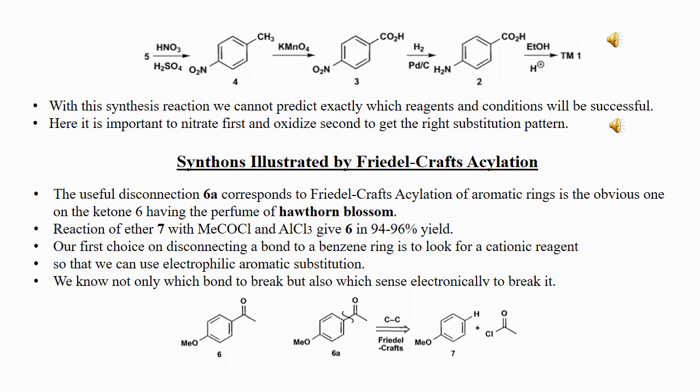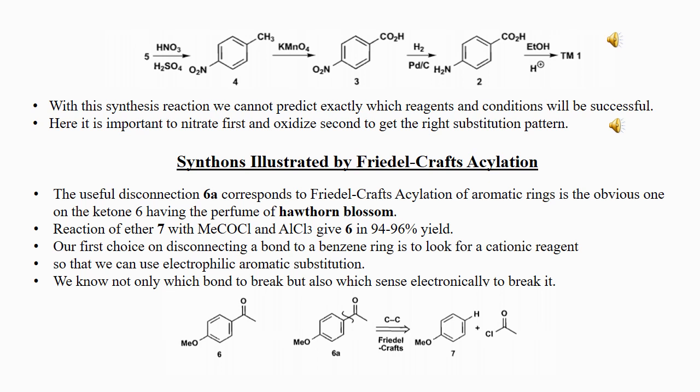disconnecting a bond to the benzene ring and to look for a cationic reagent. Right now we are thinking that there will be a cationic reagent which shall be used, so that we can use electrophilic aromatic substitution. As all of you know, in electrophilic aromatic substitution, the electrophile comes and acts on the benzene ring, and benzene offers one of its three bonds to make a bond with the new incoming electrophile. The arenium ion is formed, and then afterwards the arenium ion is stabilized by removing another hydrogen from the benzene ring.